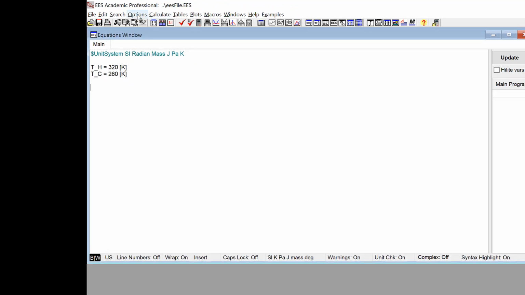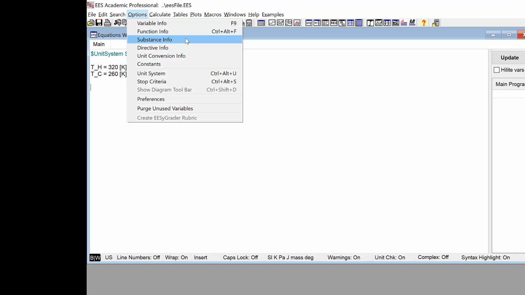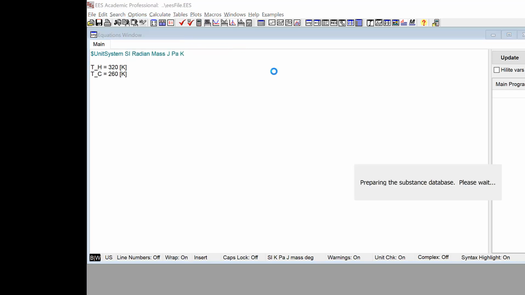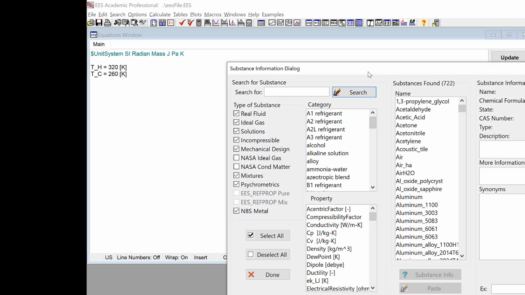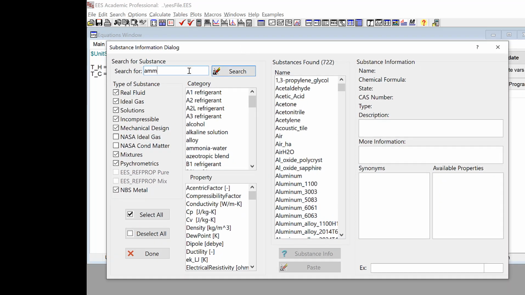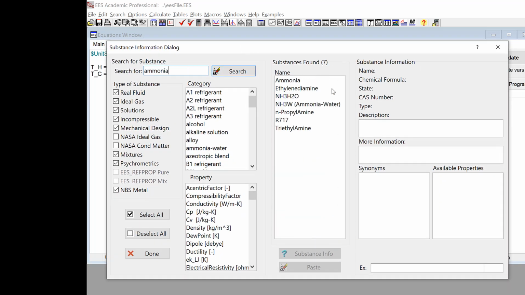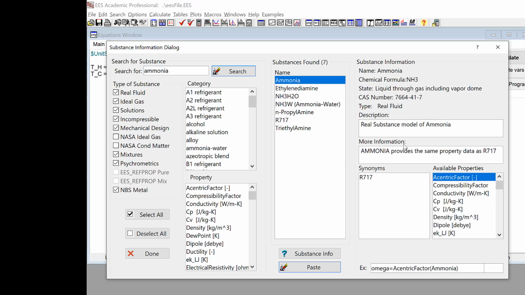The refrigerant is ammonia, so if I want to understand what the various models that are related to ammonia are in EES, I'm going to go ahead and open the substance information dialog here, and I'll search for ammonia across all the available fluid models. And there's a few here. Some of them aren't relevant. They're ammonia-water mixtures and so on. But you can see that the real fluid model of ammonia is designated by the fluid Ammonia, right? Or alternatively, the fluid R717 is the same thing.